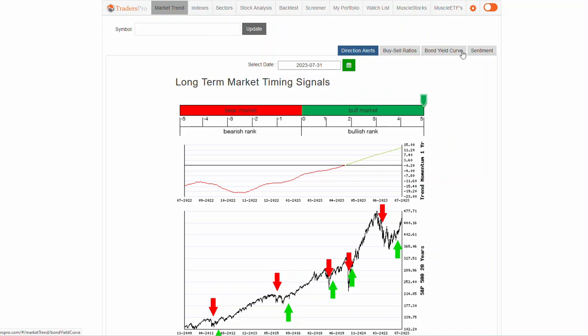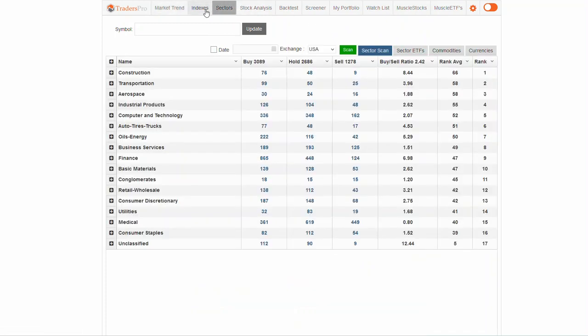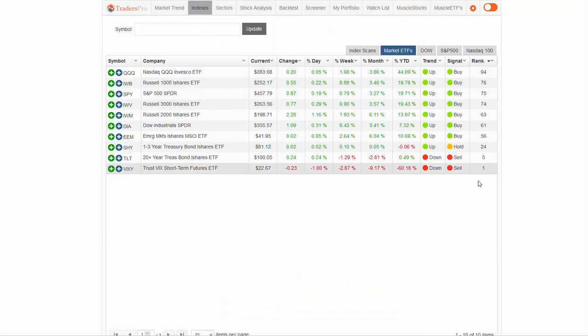If we take a look at sectors, we've got leading sectors: construction, transportation, aerospace, and then indexes. We have a couple of different areas on the index tab where you can focus on just a quick glance of market ETFs. So what are these current markets doing?